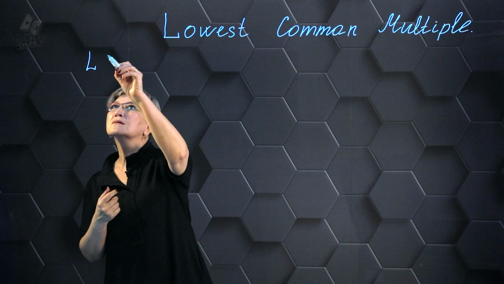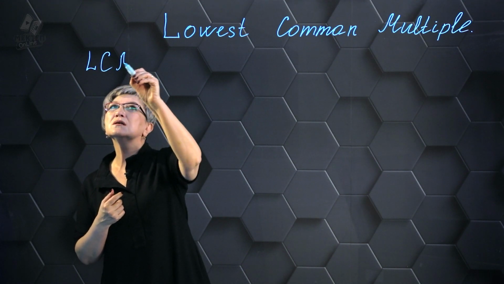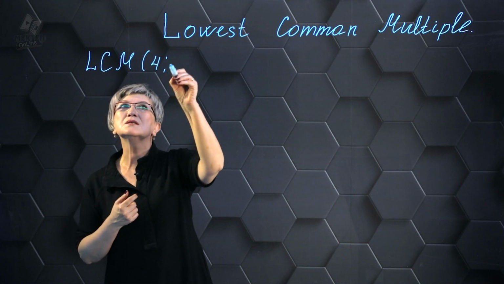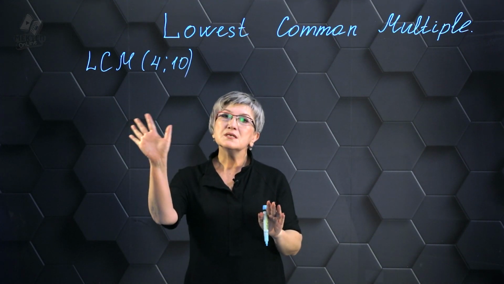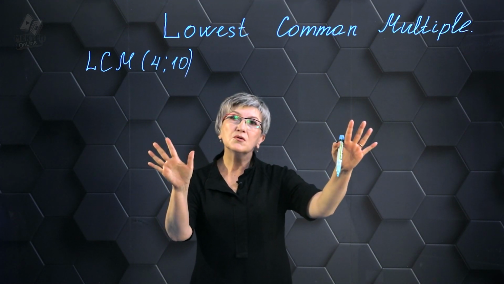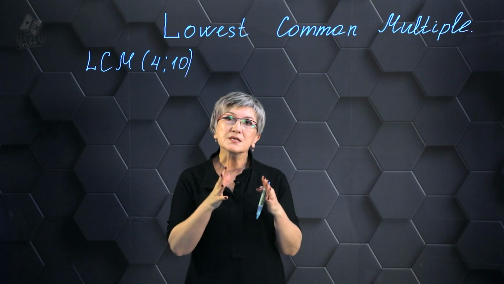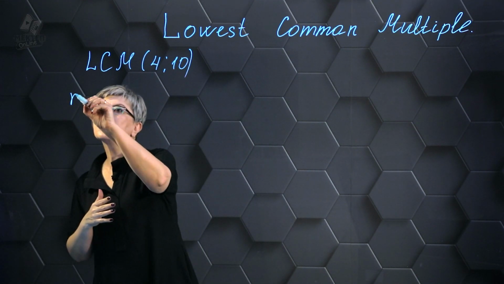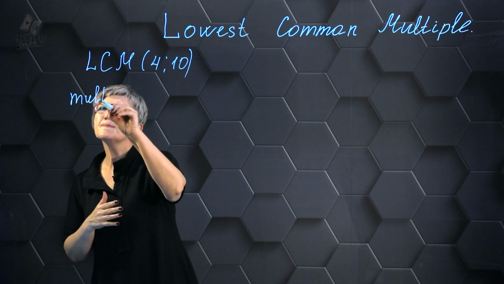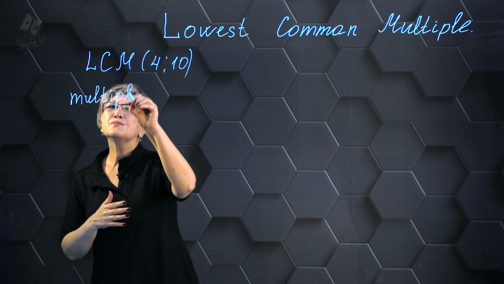Okay, let's find the least common multiple for the numbers 4 and 10. What are we doing, you and me? Here I will write down the first way, here I will write the second way. It is up to you, whichever way you prefer to use. All right, the first way is longer compared to the alternative method.